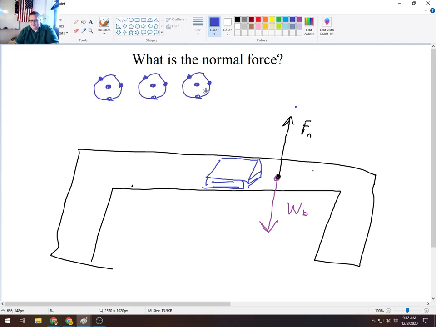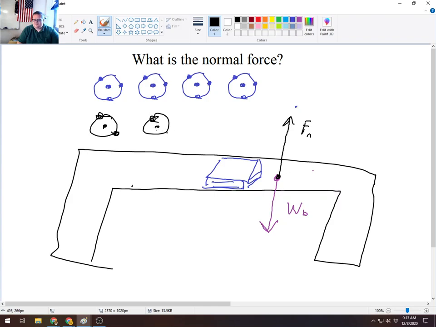Yeah, they're okay. All right, so here we go. Here are the atoms of the book. But then there are also some atoms that are the chairs. Okay, so here are the chair atoms, or the table atoms, I guess I should say. I forgot it's sitting on a table.